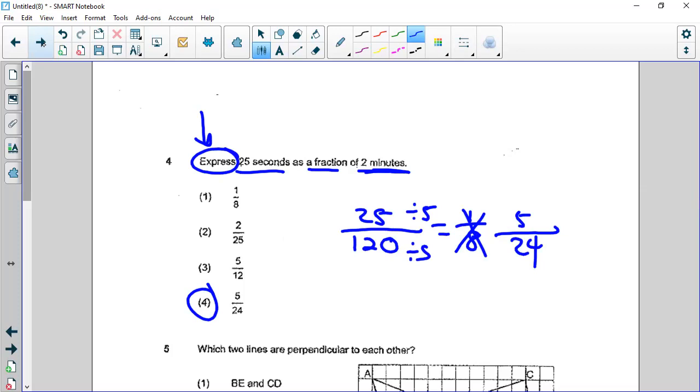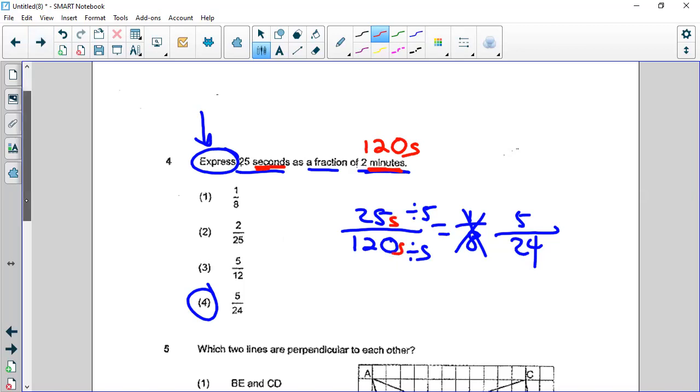But how do you get 120? How to get 120? Because you have to change the seconds. Can you see the seconds and the minutes? They are not the same. So you have to change the minutes to seconds. 60 times 2. 1 minute is 60 seconds. So 2 minutes will be 60 times 2. Okay, are you clear now? All right, so you have to make sure that everything is all in seconds. Then you can write your fraction.